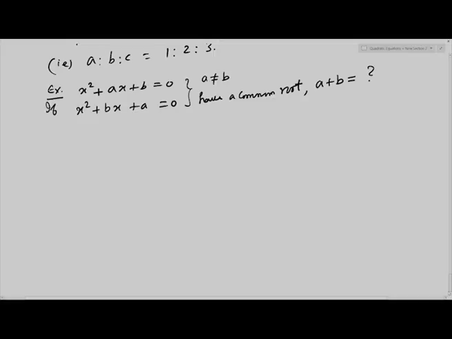So, obviously, if I subtract these equations, immediately I can find that (a minus b)x plus (b minus a) is equal to 0, which forces that x is equal to 1. If x is equal to 1, then substituting in the first equation, 1 plus a plus b is equal to 0. So, therefore, a plus b is equal to minus 1, and let us see in the next lecture. Thank you.